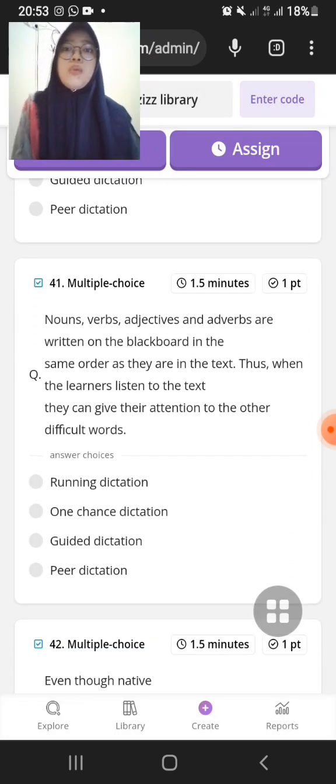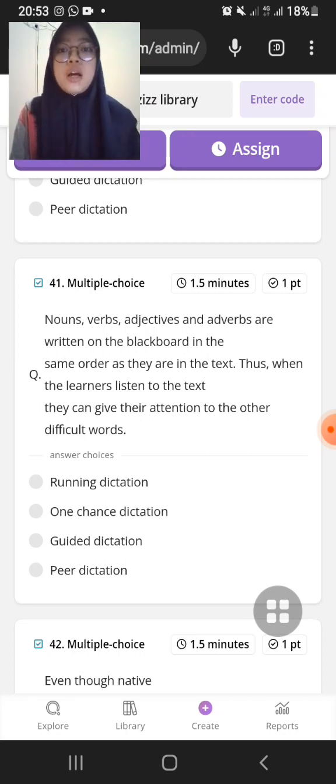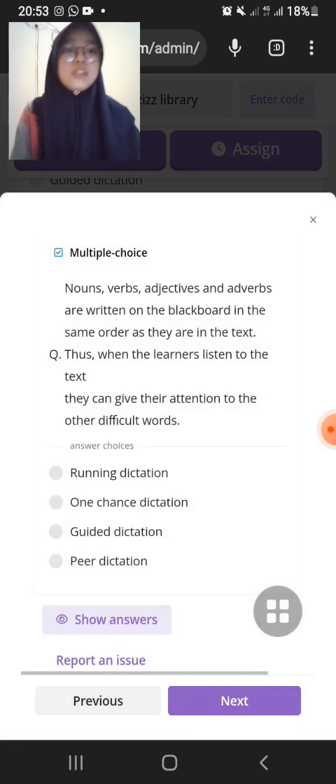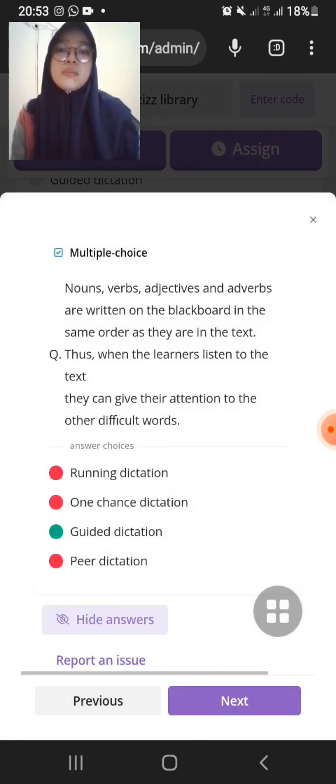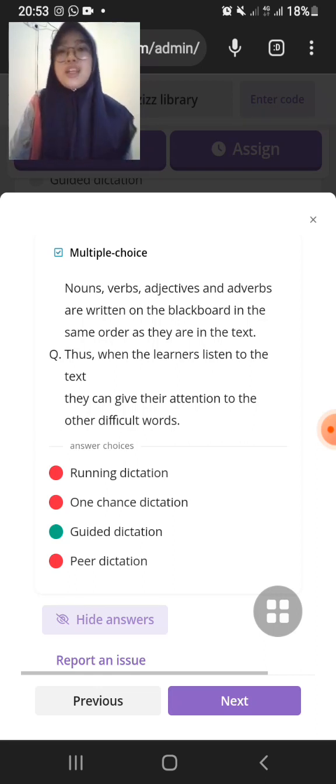Question number 41. Nouns, verbs, adjectives, and adverbs are written on the blackboard in the same order as they are in the text. Thus, when the learners listen to the text, they can give their attention to the other difficult words. The answer is guided dictation, because the meaning of guided dictation is the nouns, verbs, adjectives, and adverbs in the text.